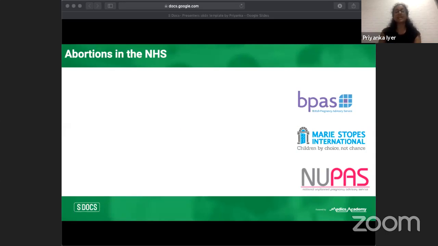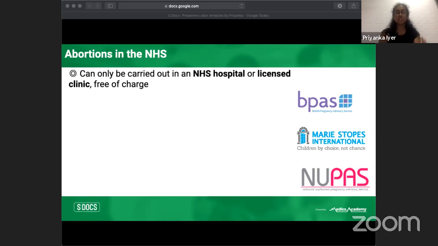So, practical aspects of accessing abortions in the NHS. Abortions, according to the law, can only be carried out under the care of an NHS hospital or a licensed clinic, and they're usually available free of charge on the NHS. There are 3 main ways to get an abortion.